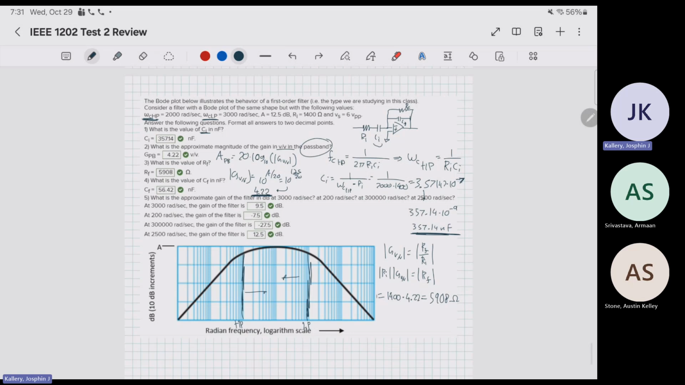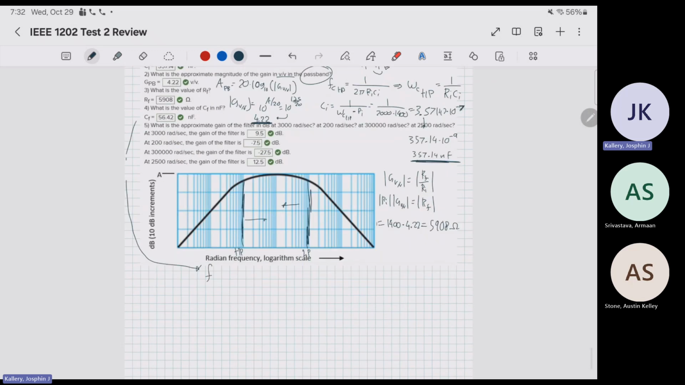Okay. Now we need to solve for the value of CF. The only place this actually shows up is our cutoff frequency equations. So this time we're going to be using CF, which is this capacitor at the top section. That means it's part of a low pass filter. So our cutoff frequency will be our low pass, 2 pi RF CF.